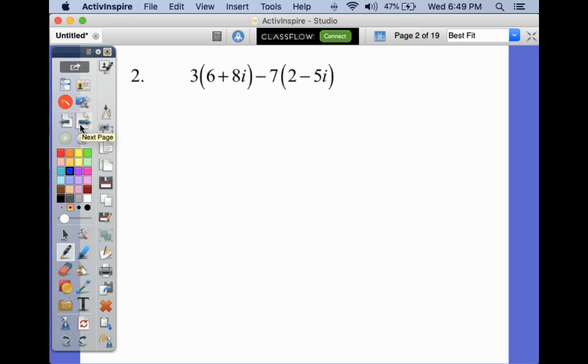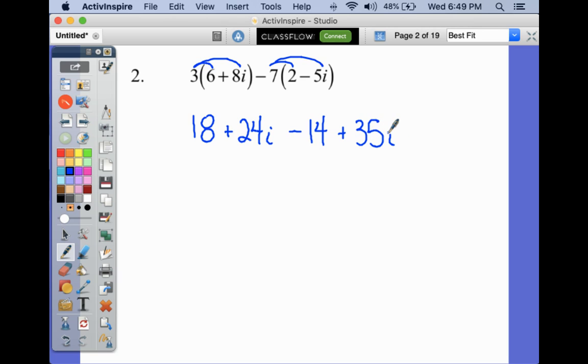Problem number 2, I'm going to start by distributing the 3 first on the first set of parentheses to make 18 plus 24i. I'm going to distribute negative 7 on the second set of parentheses, giving me minus 14 plus 35i. And then we'll combine the like terms together. So we get 4 plus 59i.